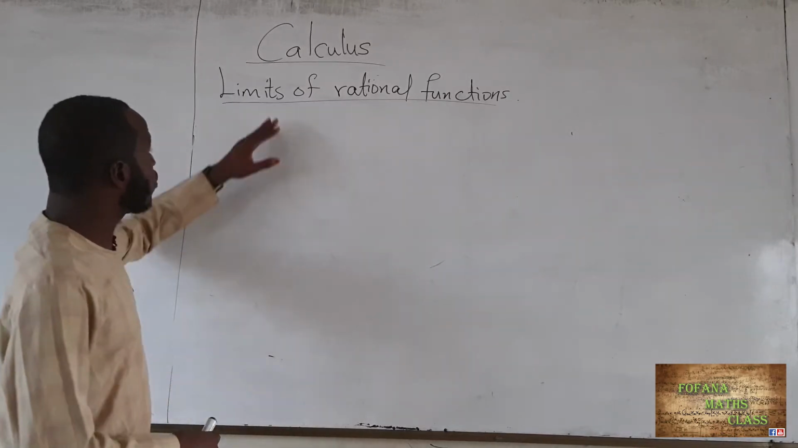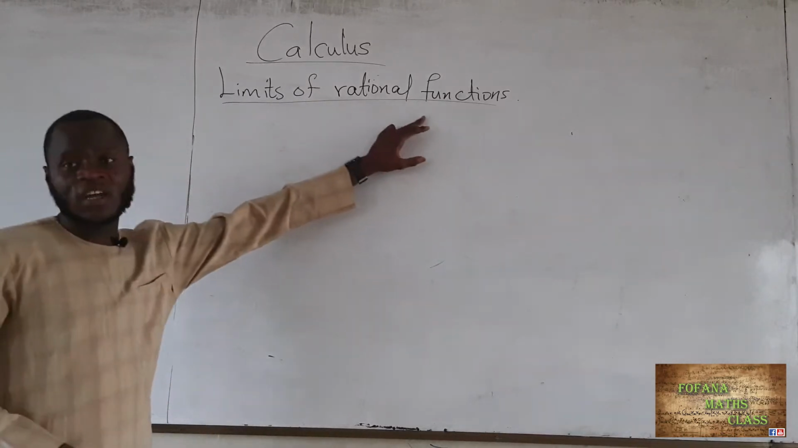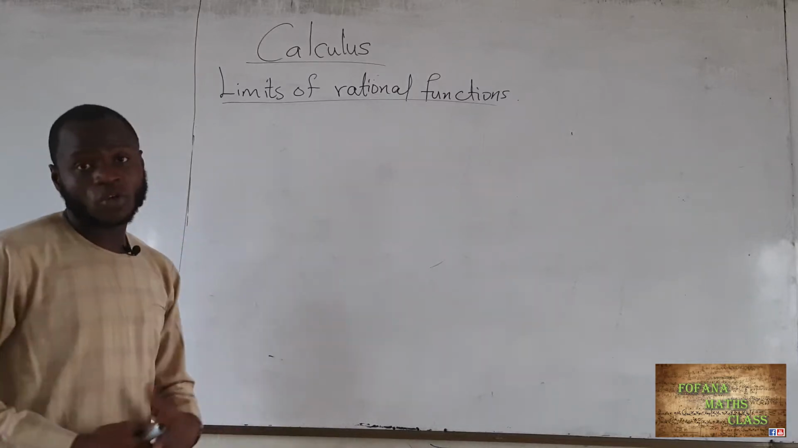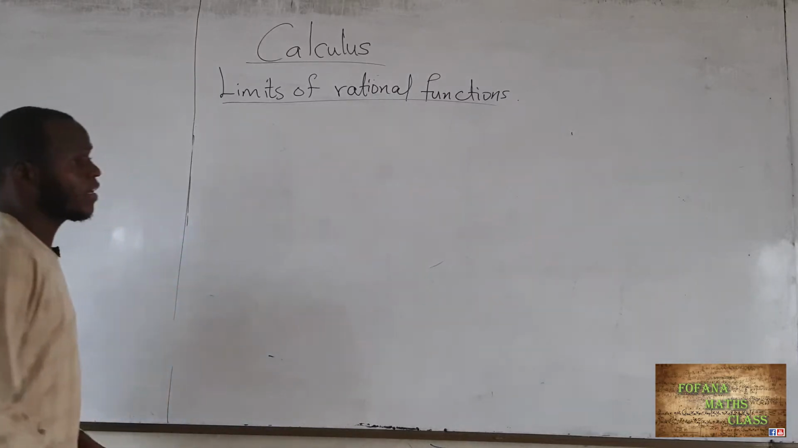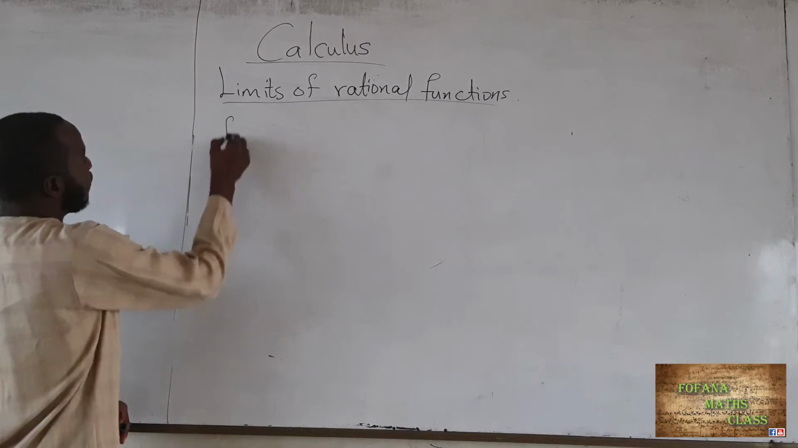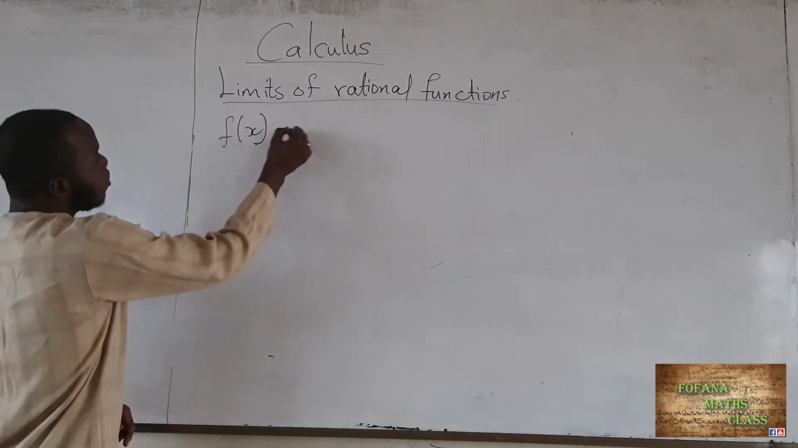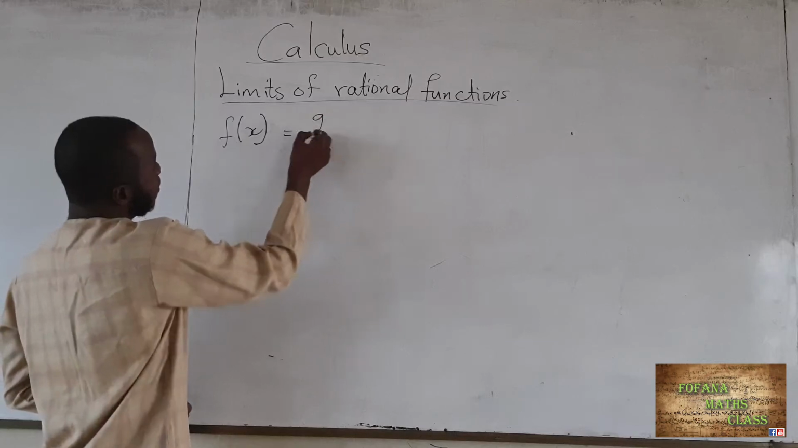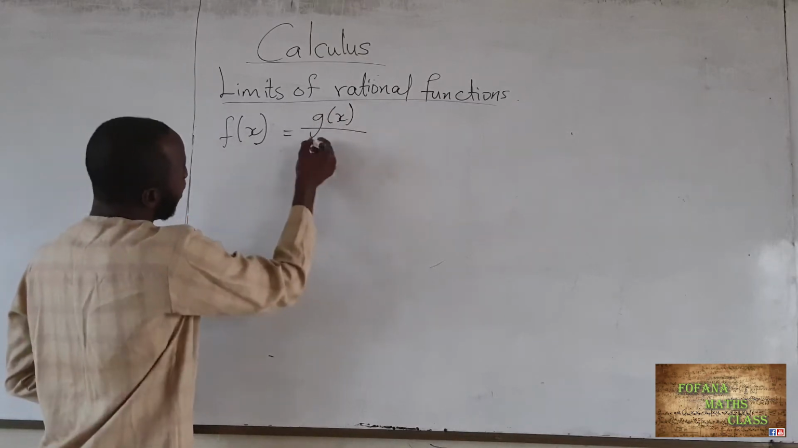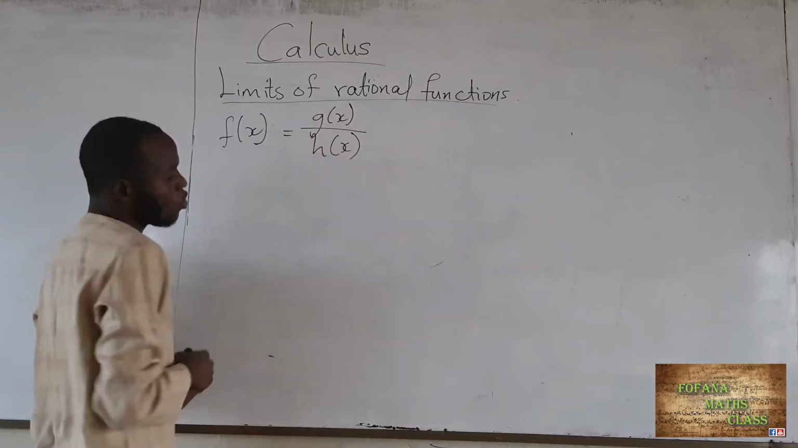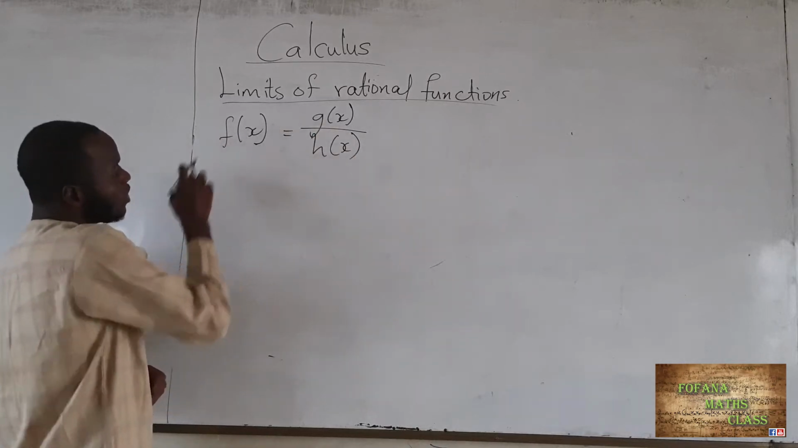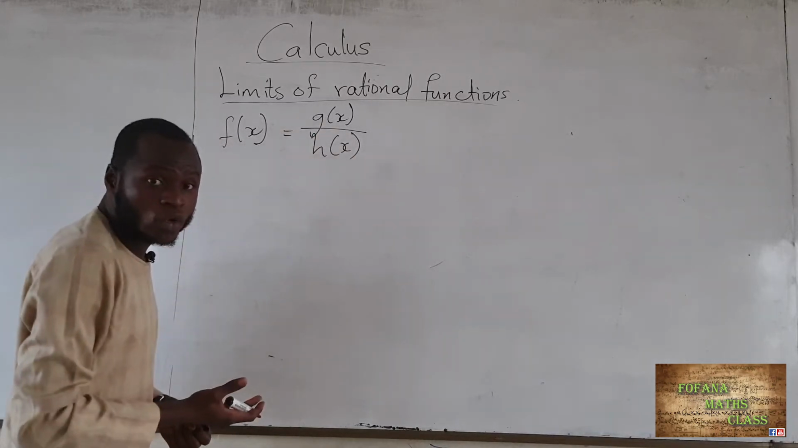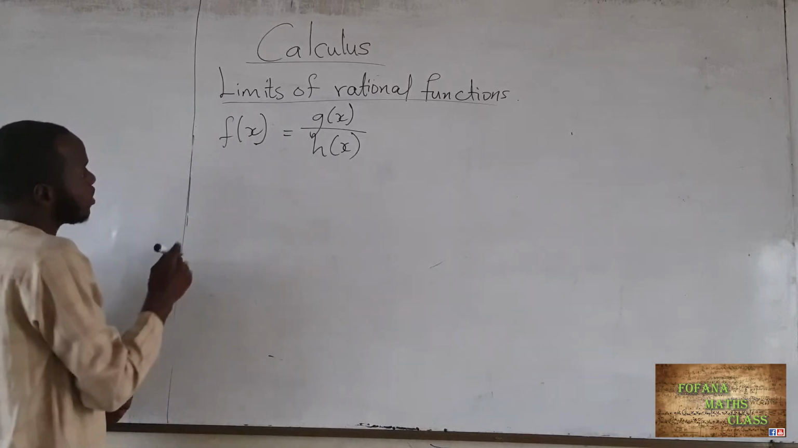Now the next thing we are going to look at is the limit of rational functions. What does the limit of rational functions mean? Say you have a function f of x which is equal to g of x over h of x, and you are asked to find the limit of f of x. How do we go about it? This is what is going to happen.